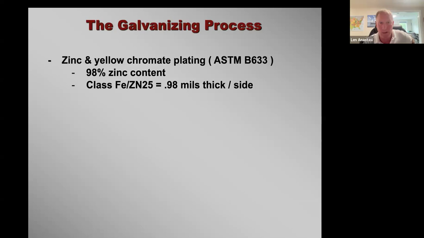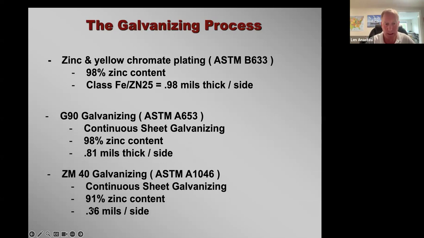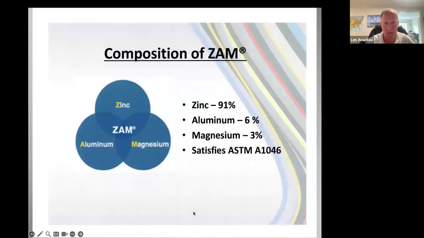So the zinc and yellow chromate is 0.98 zinc content, but I'm only at 0.98 mils thick per side. G90 galvanizing is 98% zinc content, but it's only 0.81 mils. And the ZM40, which I don't like, is 91% zinc plus 0.36 mils per side. And this is when I talked to the people.